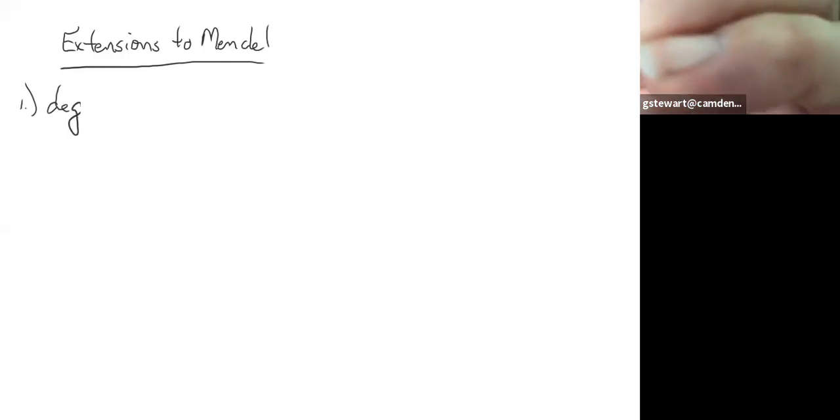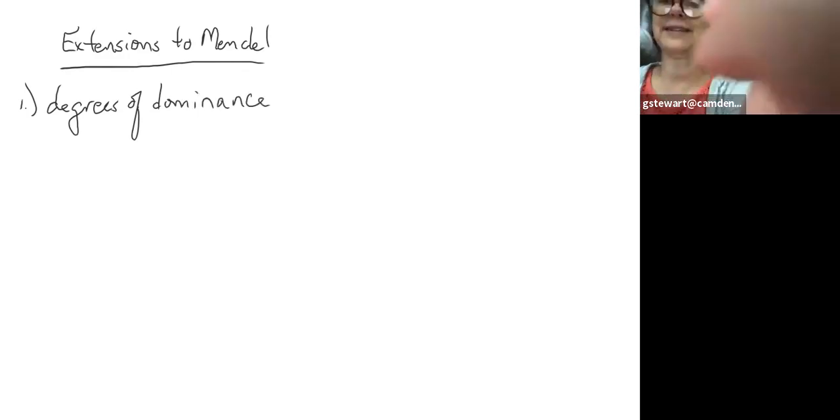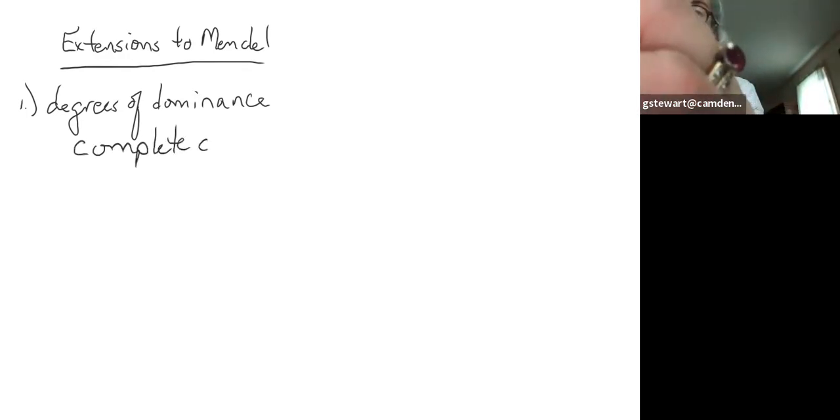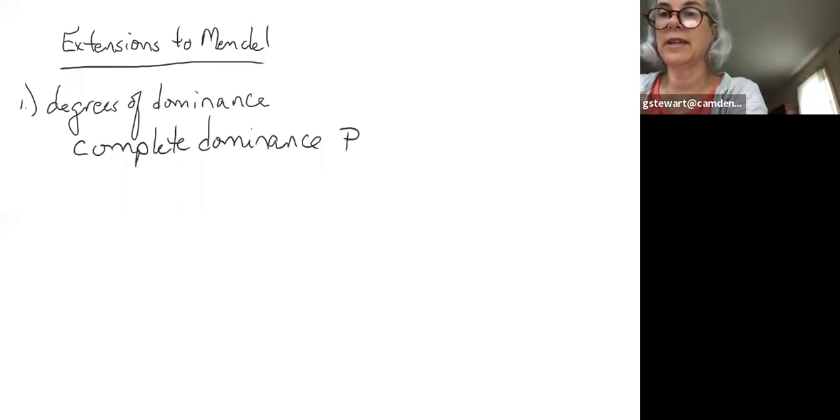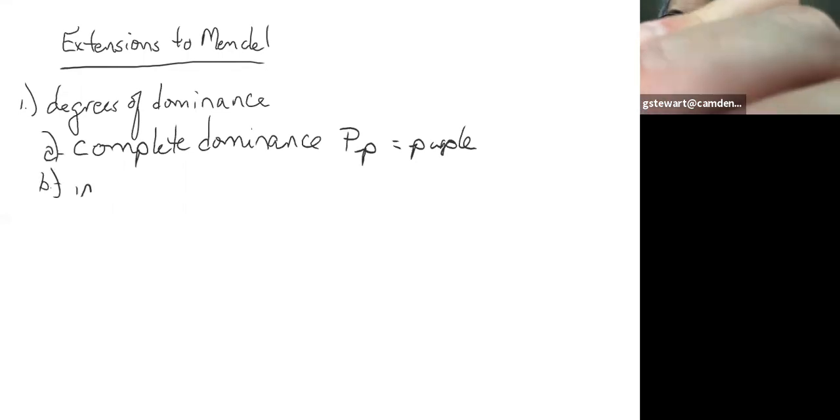So far, all of the problems that we've looked at have what we would refer to as complete dominance, meaning one allele is completely dominant over the other, right? So if we have a heterozygote like that, we will see purple because it's completely dominant over white. Now, that is not the only type of dominance. There is also what we call incomplete dominance.